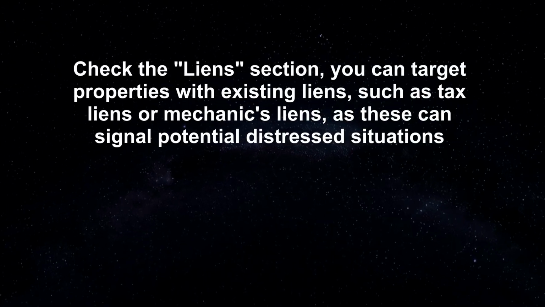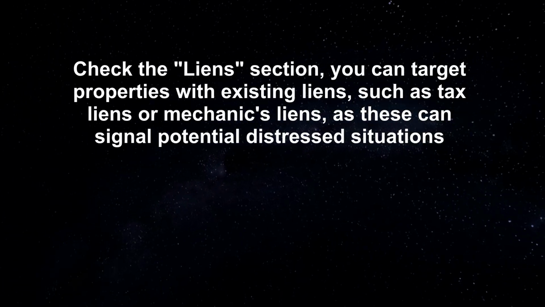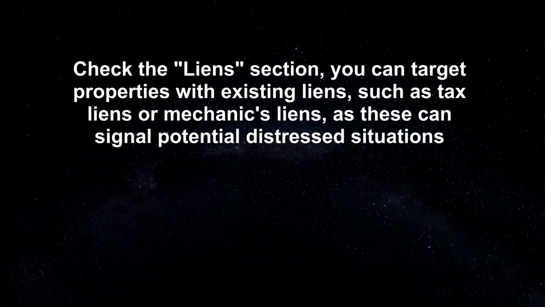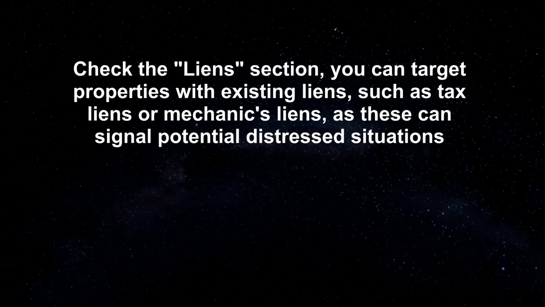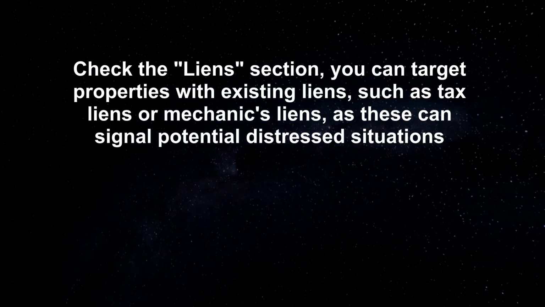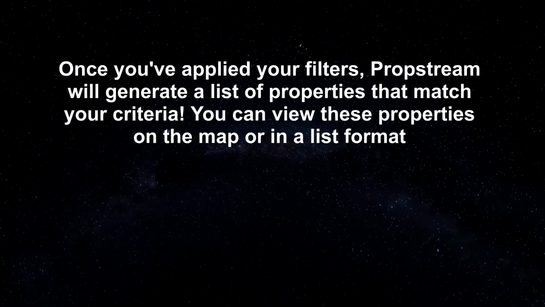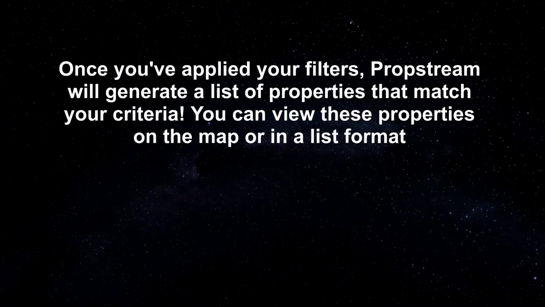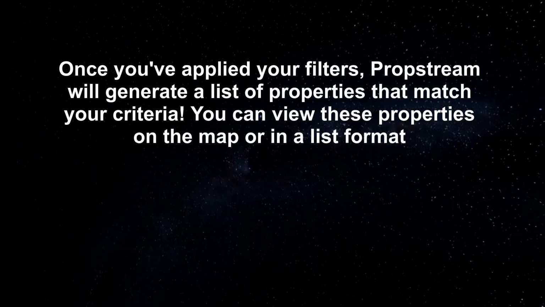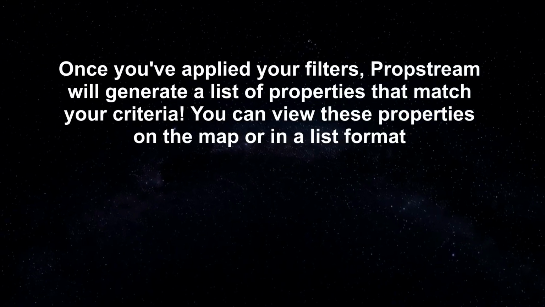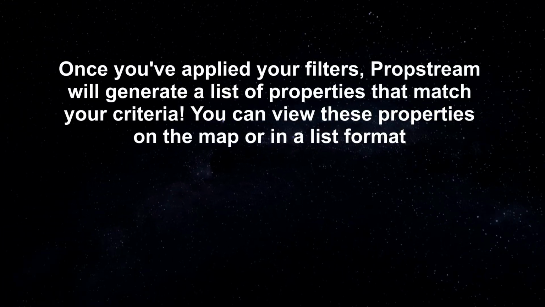Check the Liens section. You can target properties with existing liens, such as tax liens or mechanics liens, as these can signal potential distressed situations. Once you've applied your filters, Propstream will generate a list of properties that match your criteria. You can view these properties on the map or in a list format.